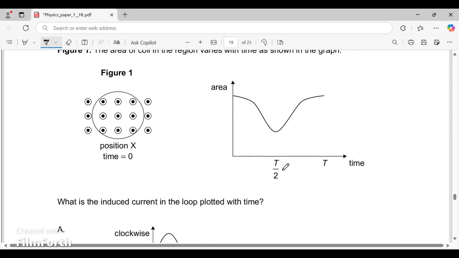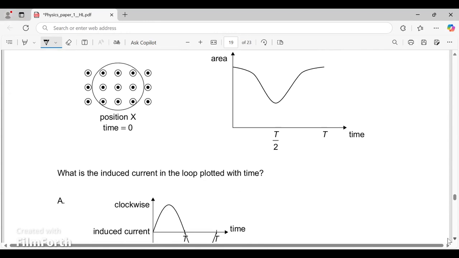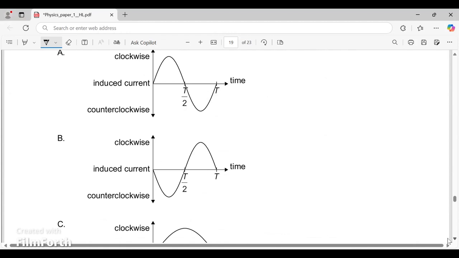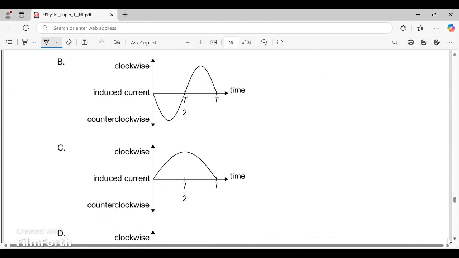from 0 to T half in magnetic flux. Since the magnetic field is out of the page, to oppose the increase in the flux, the coil generates a counterclockwise current. So therefore, the current initially will be decreased and after that increase. So it means this one between 0 and T half. So the solution is 1.